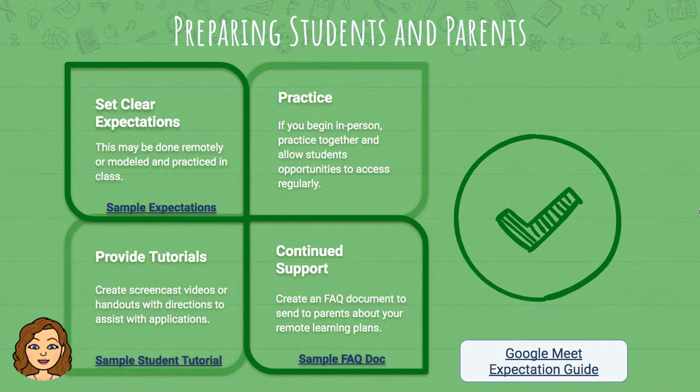Communication is key in remote learning. Here are some ways you can support your students and parents before and during remote learning. First, set clear expectations for your class, whether that is remotely through communication with parents and students or in class. Model and review those expectations in the same way you would if you were in a physical classroom.